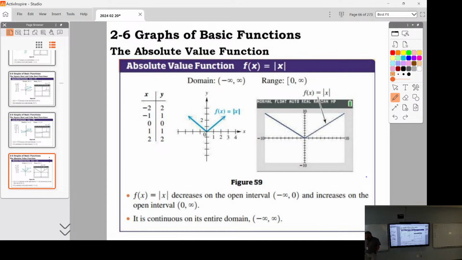Domain is all real, so negative infinity to infinity with parentheses. Range, it starts at 0. The absolute value of 0 is 0. So bracket 0, and it goes up from there, up to infinity, close parentheses. The absolute value function is decreasing from negative infinity to 0, again, parentheses only, and begins increasing at 0 up to infinity. I can draw an absolute value without picking up my pencil.